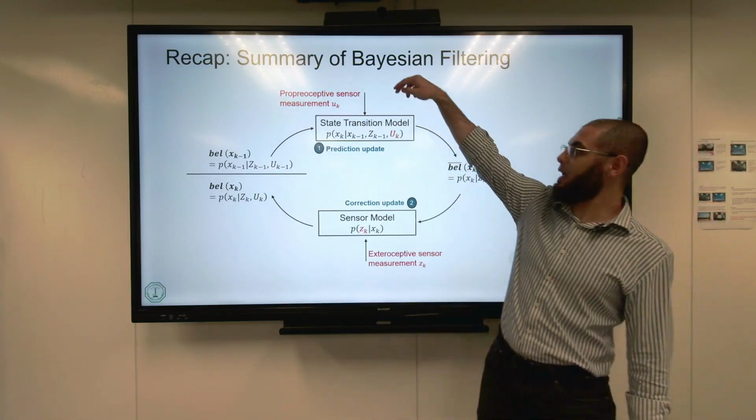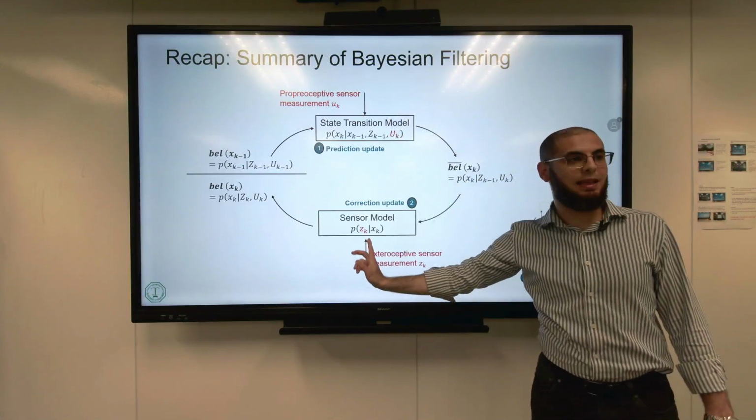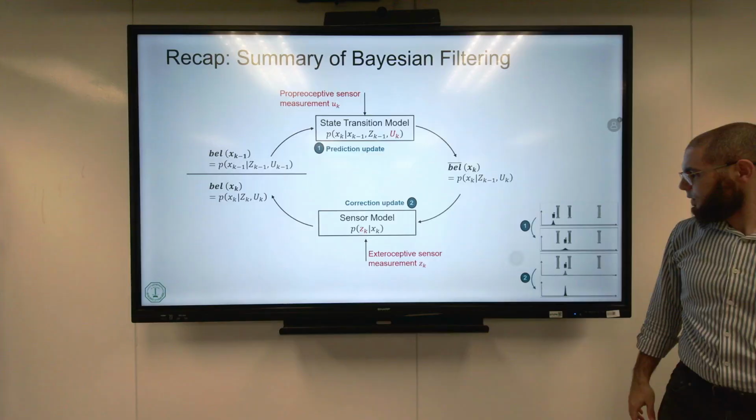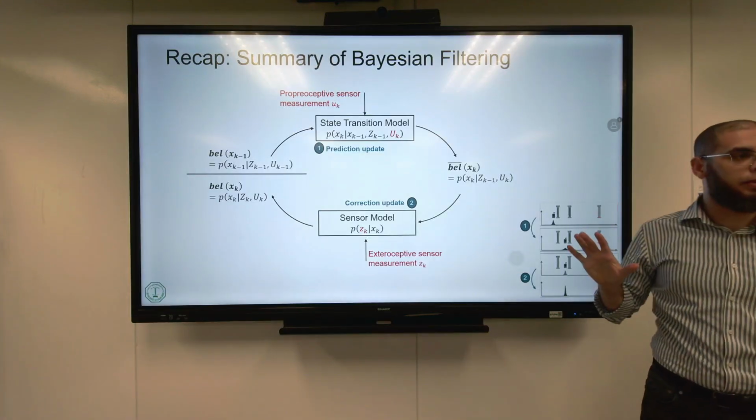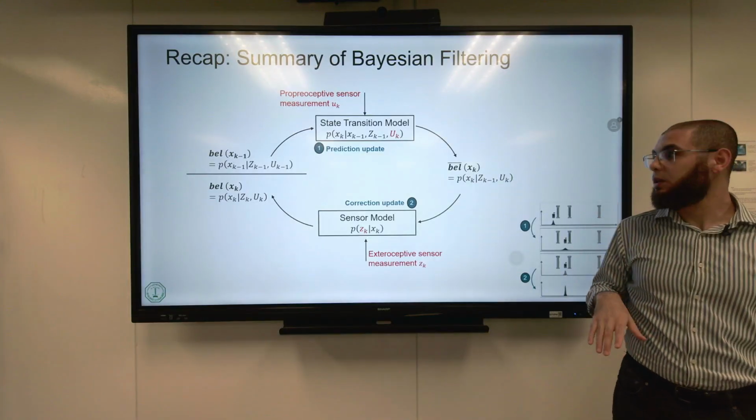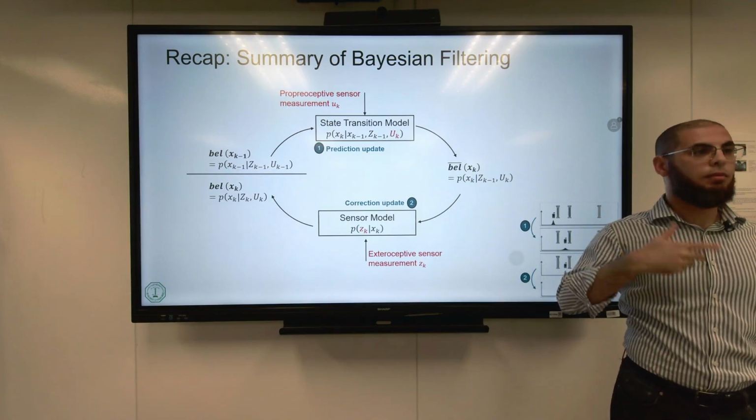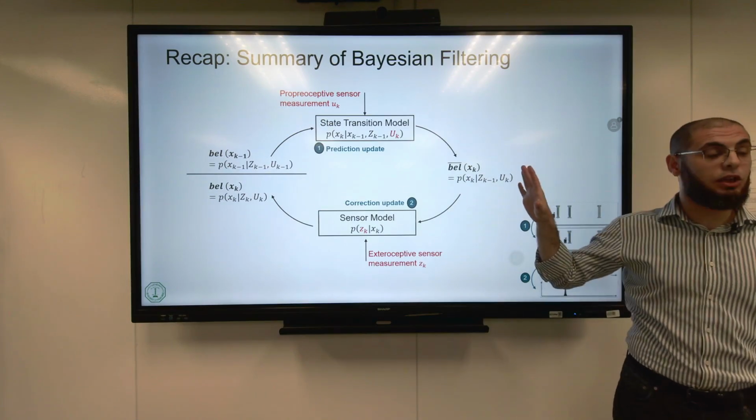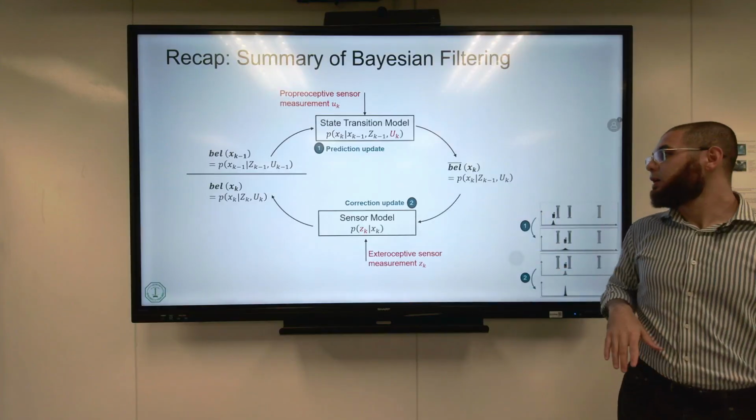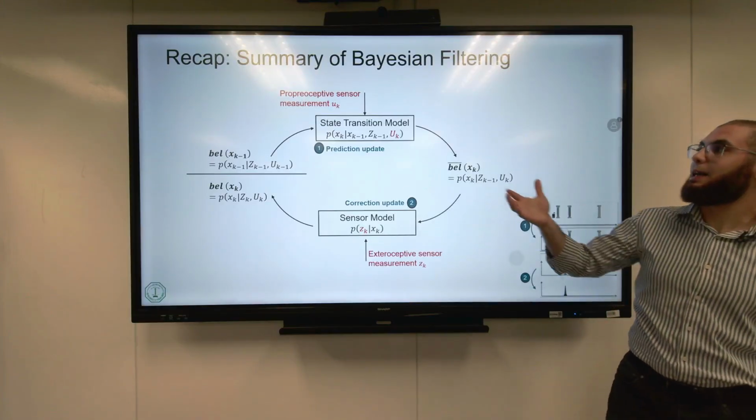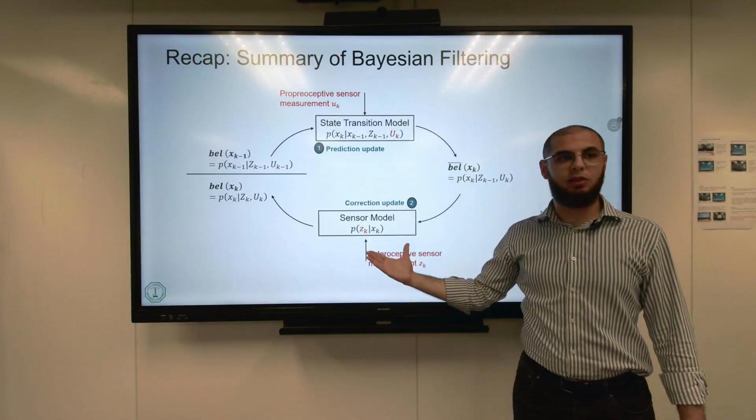So here uk is an input, and here zk is an input. This is usually how Bayesian filtering works, and you just run this algorithm as fast as you can. So this is not yet an algorithm; it's just a framework. And then last lecture, we looked at the state transition model and the sensor model in detail.